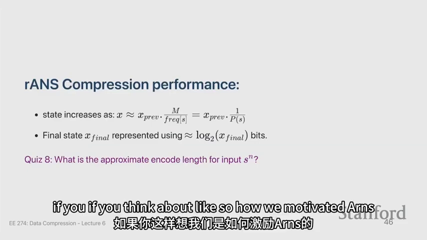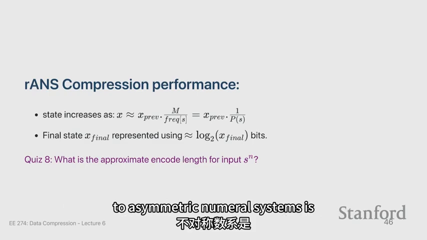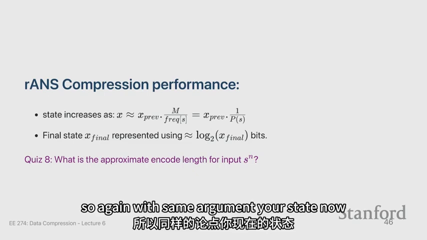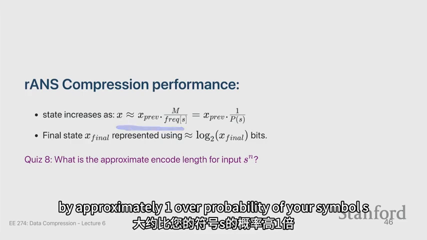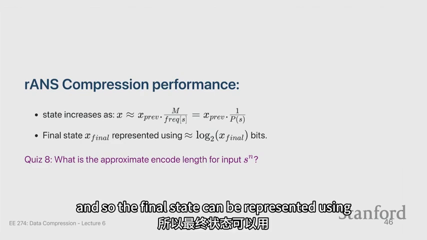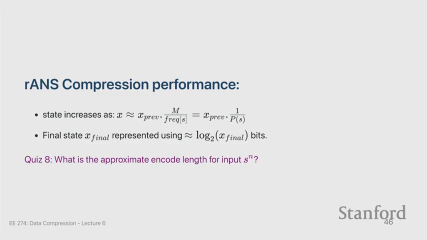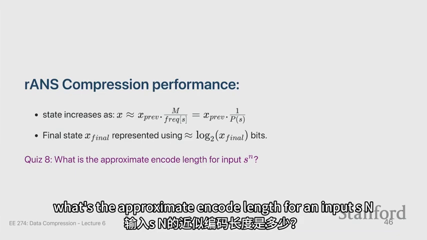So now, think about how we motivated rANS. The first question which I asked you when we moved from symmetric numeral systems to asymmetric numeral systems is what's happening with the state, right? With the same argument, your state now is increasing by approximately 1 over probability of your symbol S as your states keep increasing. And so the final state can be represented using approximately log 2 of X final bits. Correct? And so the question for you guys is, what's the approximate encode length for an input S_N?